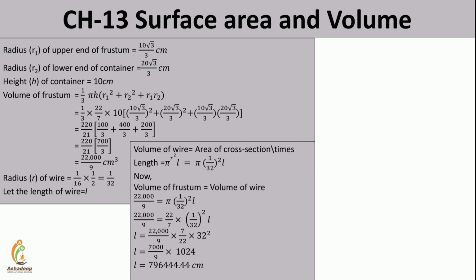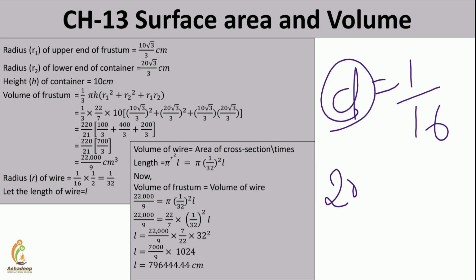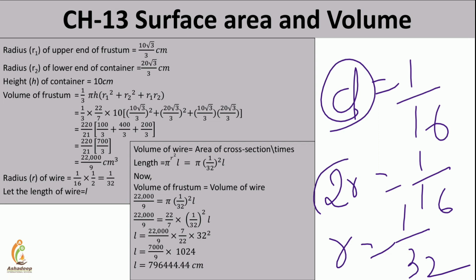Right? Now we know the volume of the wire is nothing but the cross sectional area times length. So what is the volume of the wire? That is pi r square L. But here we are given the diameter equal to 1 upon 16. The diameter is nothing but 2 into r, equal to 1 upon 16. So r is equal to 1 upon 32. Right? Because the 2 from the numerator goes into the denominator. 16 2s are 32. So here it is 32.